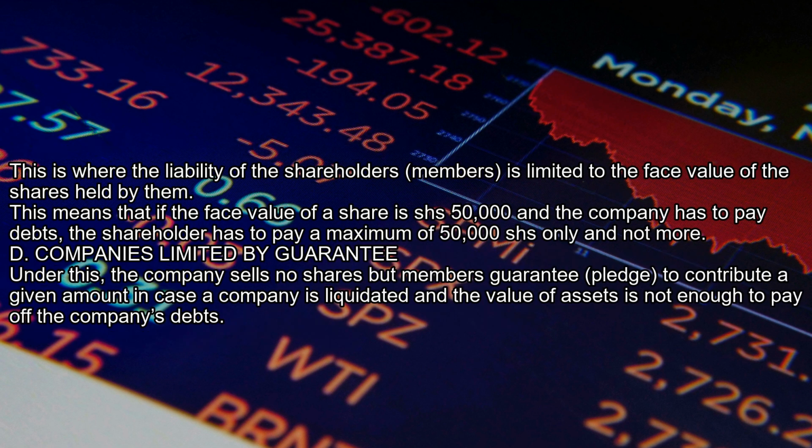C. Companies limited by shares. This is where the liability of the shareholders, i.e. members, is limited to the face value of the shares held by them. This means that if the face value of a share is SHS 50,000 and the company has to pay a debt, the shareholder has to pay a maximum of 50,000 SHS only and not more. D. Companies limited by guarantee. Under this, the company sells no shares, but members pledge to contribute a given amount in case the company is liquidated and the value of assets is not enough to pay off the company's debts.